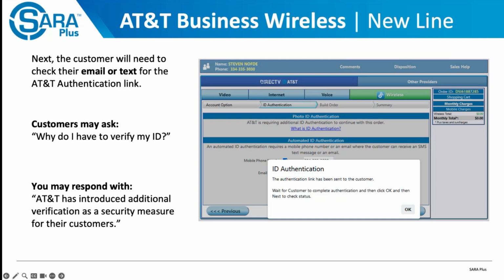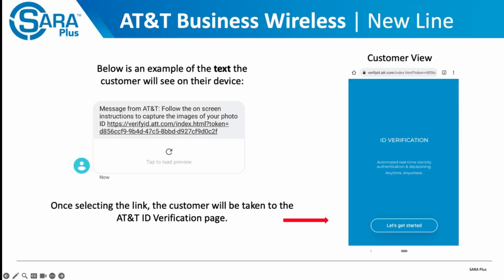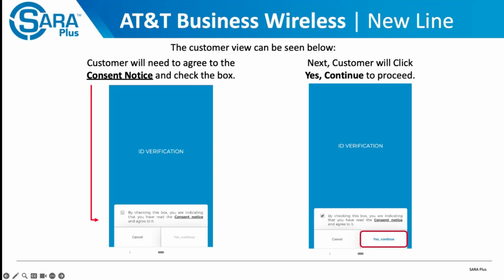Now, customers may ask, why do I have to verify my ID? You may simply respond with, AT&T has introduced additional verification as a security measure for their customers. Now, below is an example of the text the customer will see on their device. And once selecting the link, the customer will be taken to the AT&T ID verification page. And we can see the customer's view there on the right.